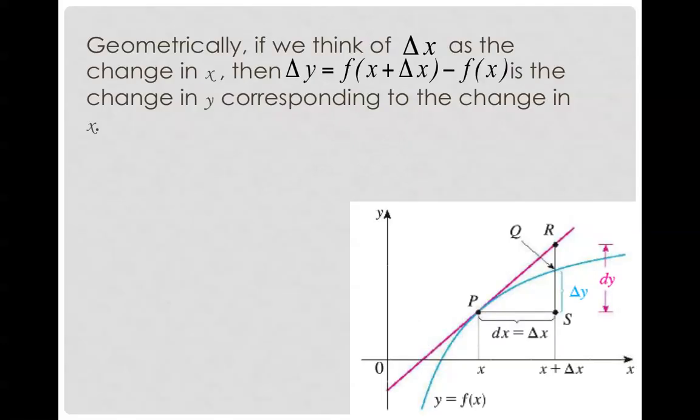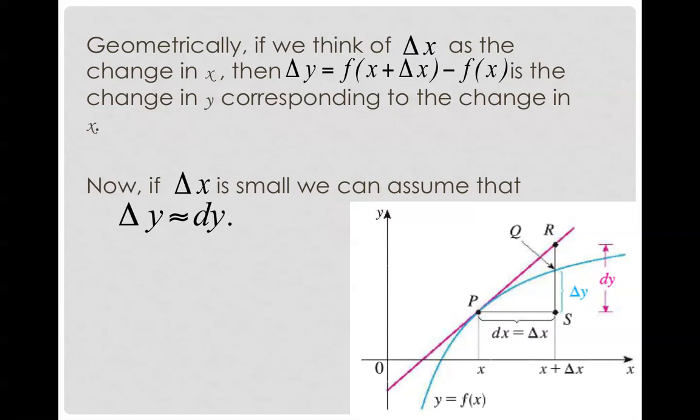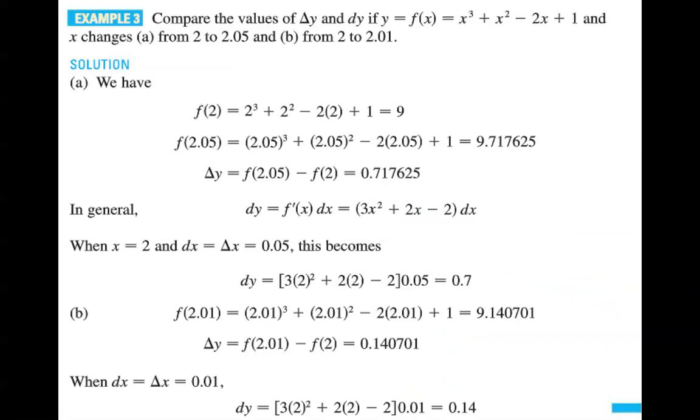Geometrically, if we think of dx as the change in x, then the change in y equals f of x plus the change in x minus f of x, which is the change in y corresponding to the change in x. Therefore, if the change in x is really, really small, we can assume that the change in y is equal to dy. So, compare the values of the change in y and dy if y equals f of x equals x cubed plus x squared minus 2x plus 1, and x changes from 2 to 2.05 and from 2 to 2.01.